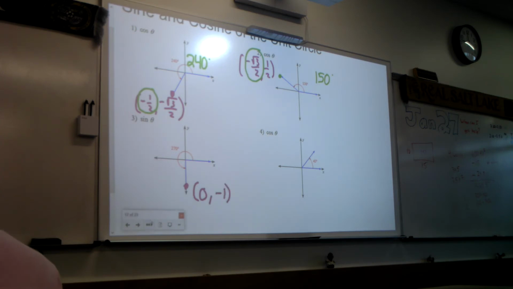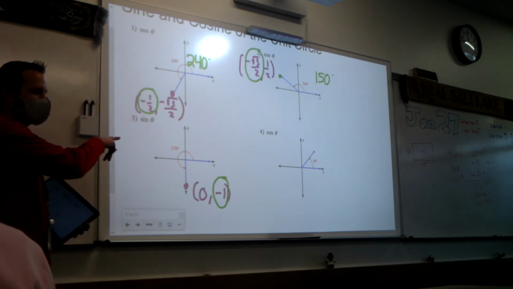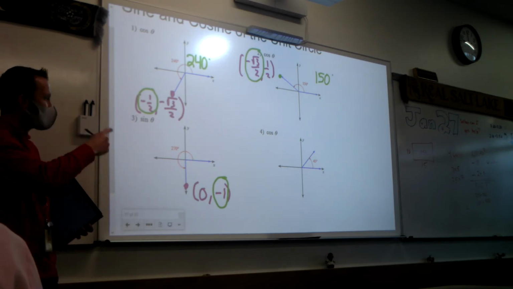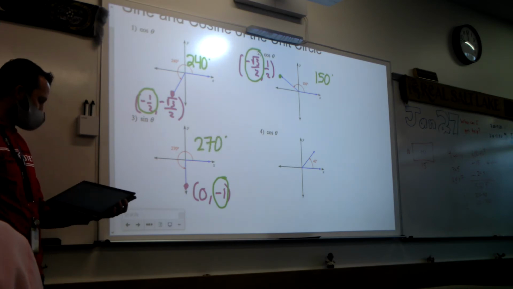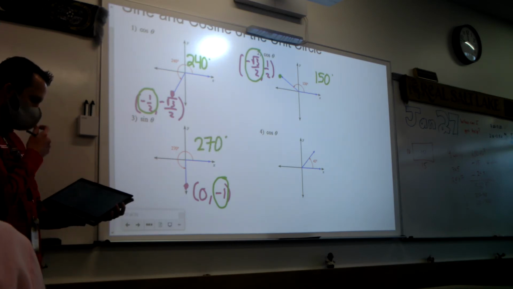Awesome. If I'm doing the sine, which one of those do I want? There you go. You can check that if you want. Okay, I'm going to skip 4 because I want to get to some other ones. But are you getting the hang of this? Sorry, that was 270 if you couldn't read it.